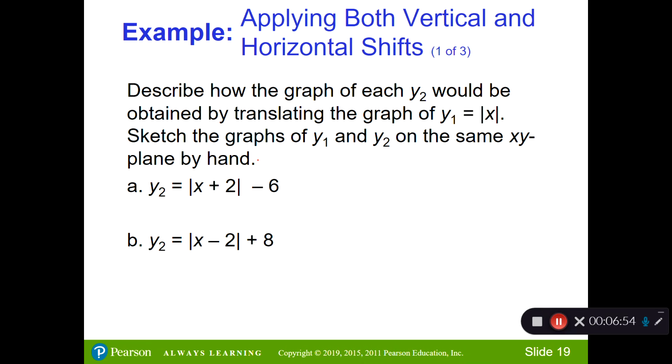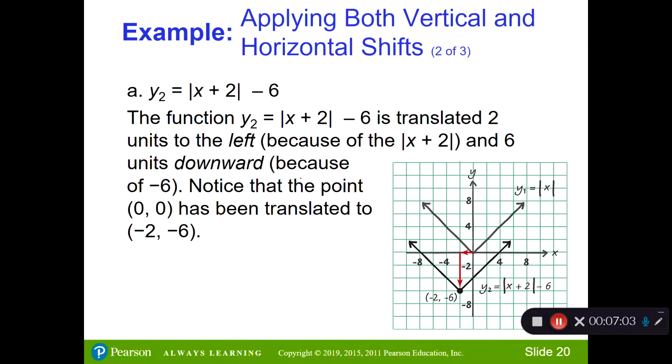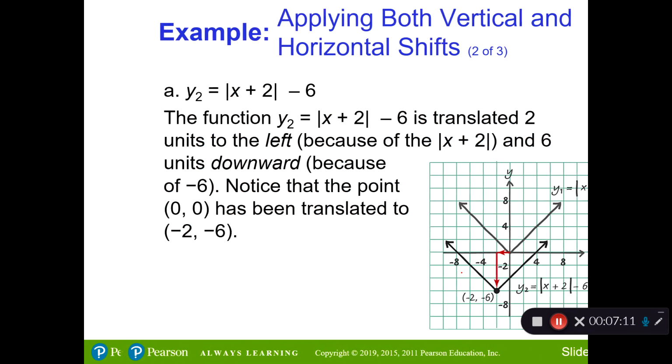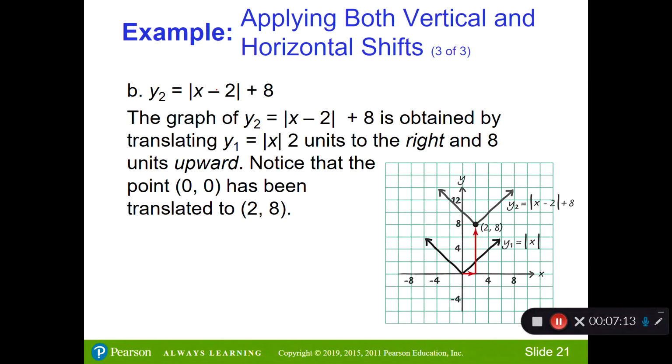All right, so if I have both a vertical and horizontal shift, I can see that here. Here I'm shifting the absolute value of x, left 2, down 6. So I would go left 2, down 6. Now let's go back to the previous. Since this is a minus 2, this is a right shift of 2, up 8. So I would go right 2, up 8.